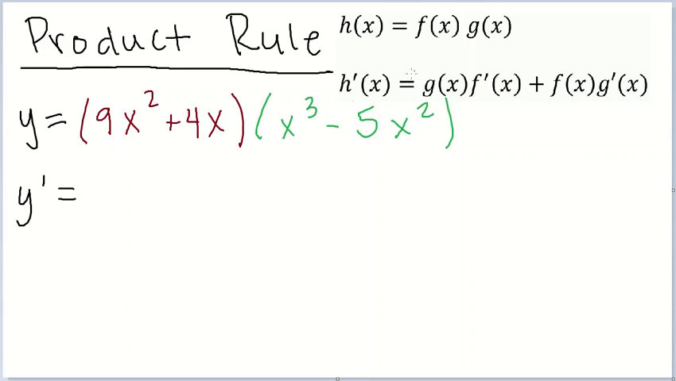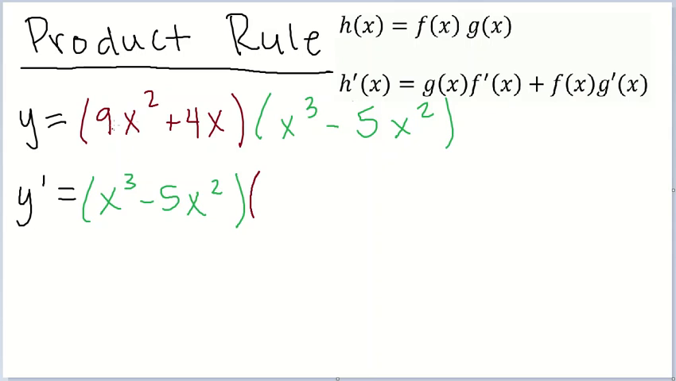So the product rule tells us that if we want to take the derivative, we're going to rewrite the second function and just keep the second function the same. Our second function here is this one in green, x cubed minus 5x squared. So we're going to take that and just rewrite it. That second piece is going to stay the same. And then product rule tells us that we need to multiply this by the derivative of the first one. The first function is this 9x squared plus 4x, and we want to take the derivative of it.